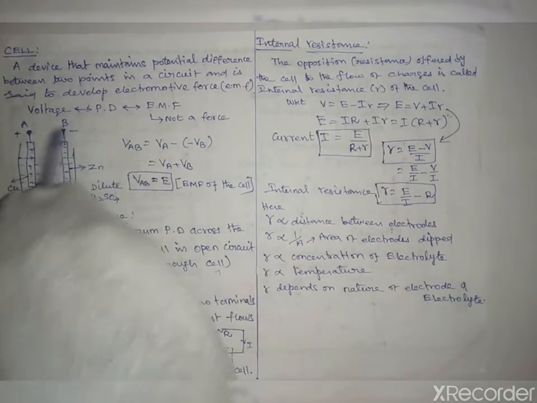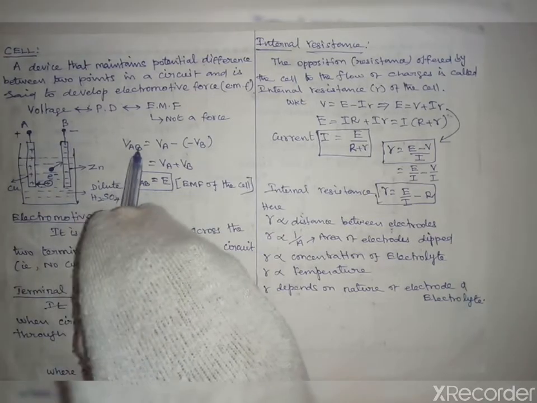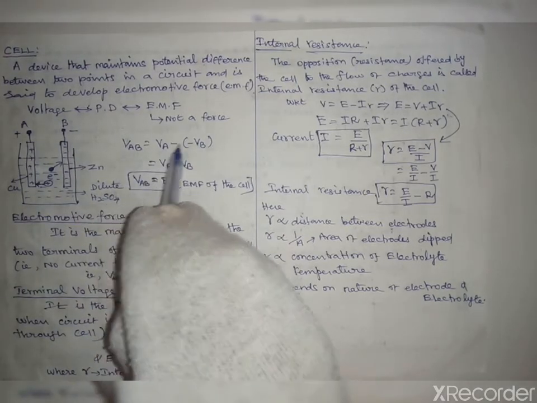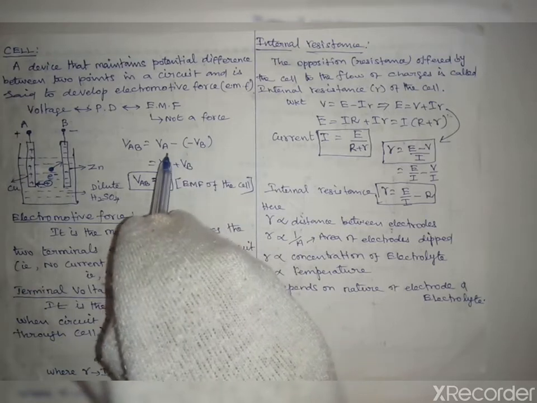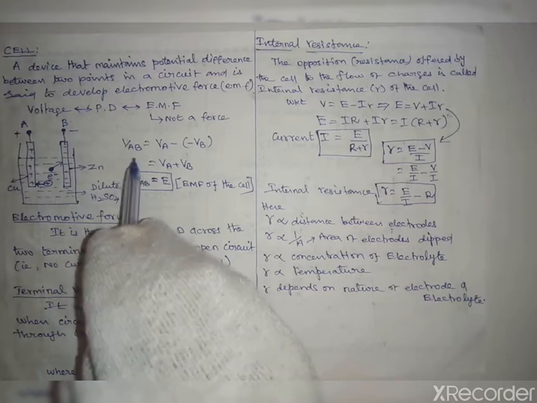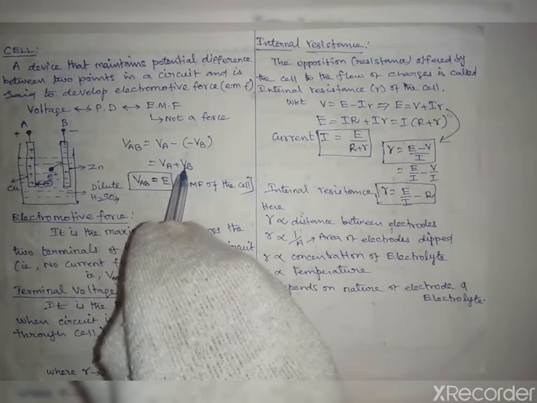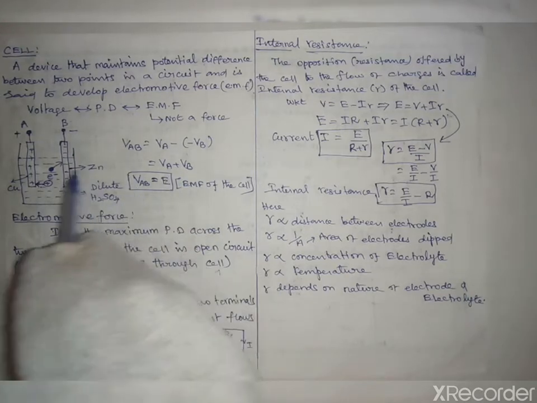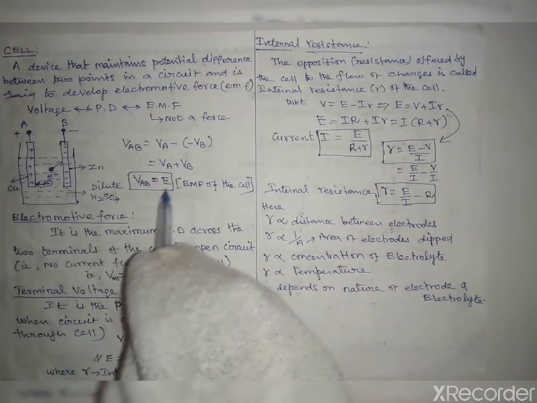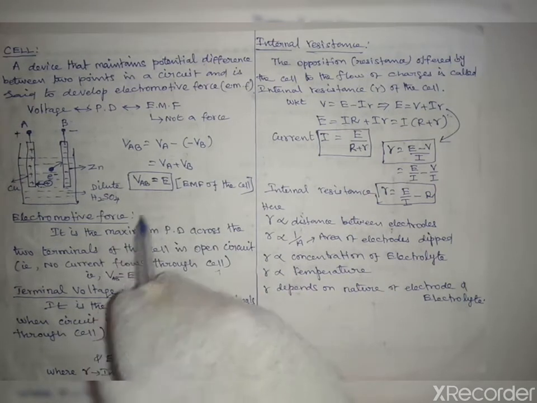So there is a potential difference between the 2 points of the cell, the 2 terminals of the cell. That is given by VAB equal to VA minus VB. The voltage, that is the potential difference between 2 points, is taken as the difference VA minus VB. Here VB is minus, so minus of minus is plus, so VA plus VB is given by VAB. The potential difference at the 2 terminals is simply called E, which is also known as the electromotive force of the cell.